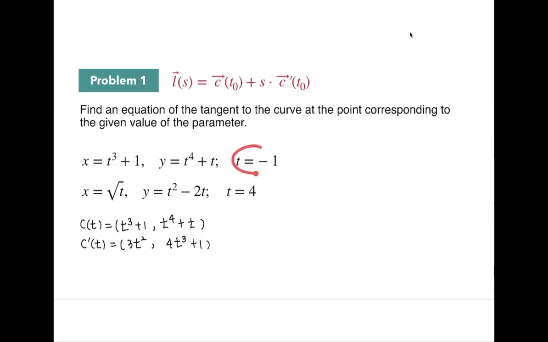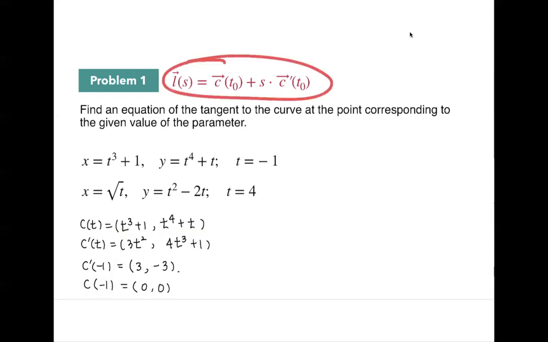We are interested in that point t equal to minus 1. So let's find c prime of minus 1 here. If we put t equal to minus 1, it'll be 3 and minus 4 plus 1, so minus 3. And actually, we want to find the one point here, c of minus 1. If we put t equal to minus 1 into c of t, then we get 0 and 0.